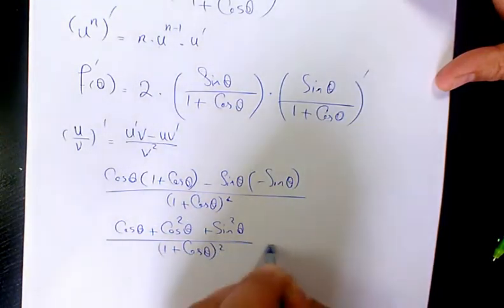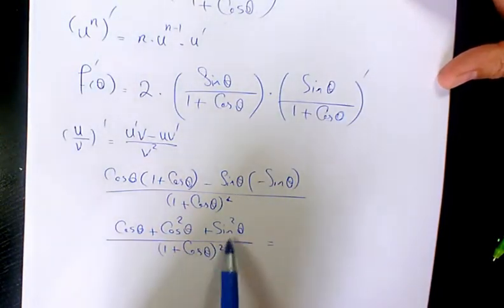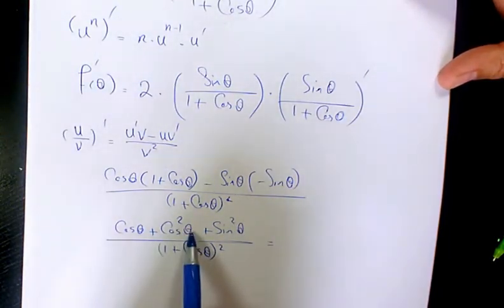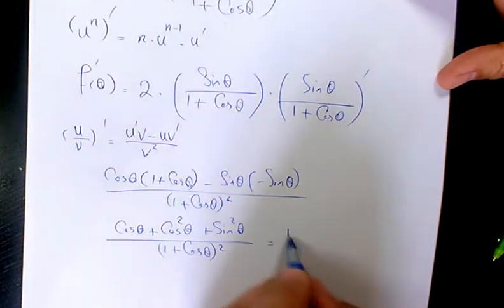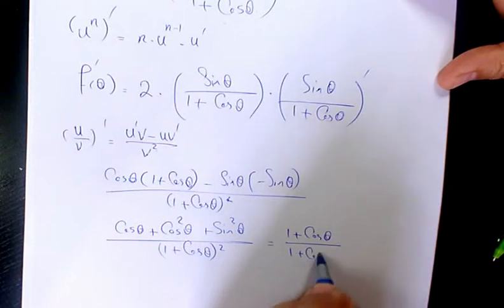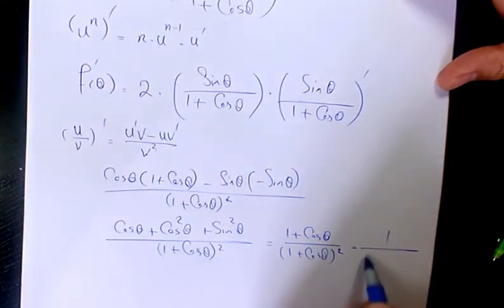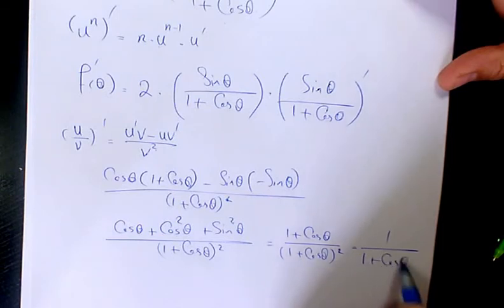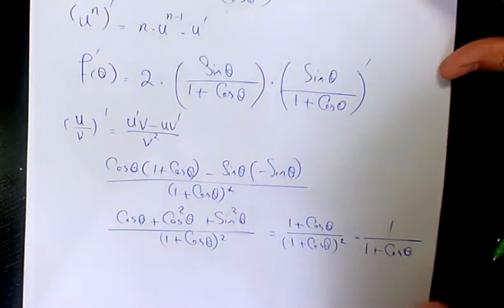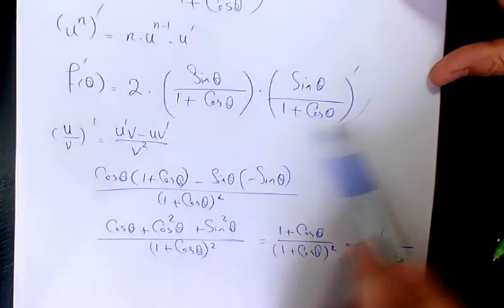We know sine squared theta plus cosine squared theta is 1. So we have 1 plus cosine theta over 1 plus cosine theta to the power of 2. And then we simplify it, it's going to be 1 over 1 plus cosine theta. So 1 over 1 plus cosine theta is this part.